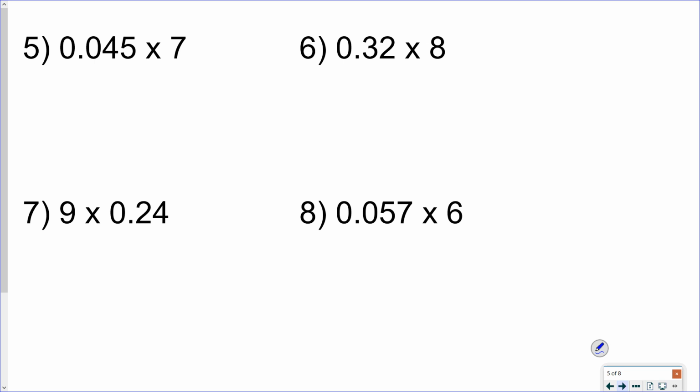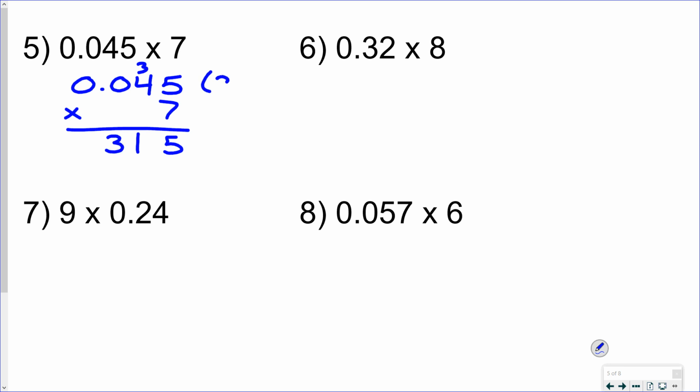45 thousandths times 7. I'll write it going vertically. 7 times 5 is 35. 7 times 4 is 28, plus 3 is 31. There are 3 digits after the decimal point here, none here, so you need a total of 3 digits after the decimal point. So you put the decimal point right in front of the 3, and you can put that 0 in if you'd like, or you can leave it off.